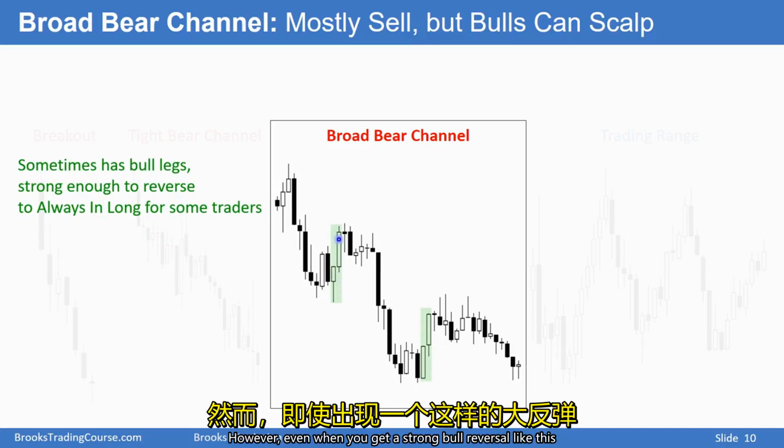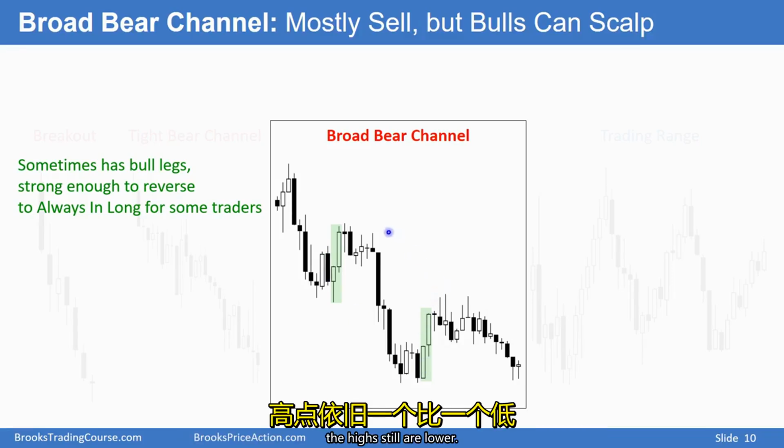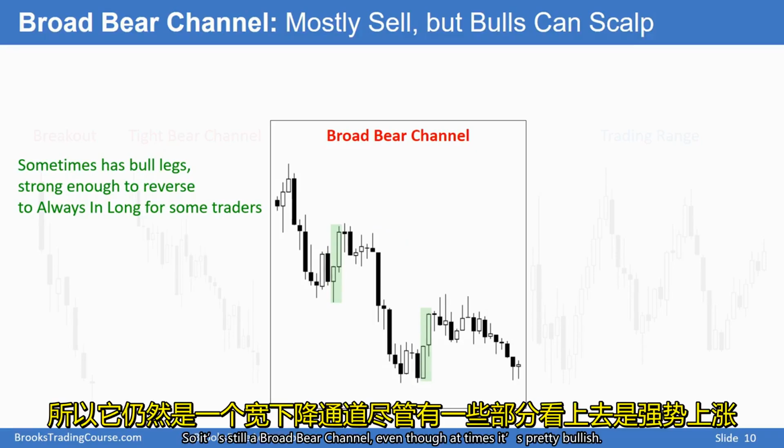However, even when you get a strong bull reversal like this, a pair of consecutive bull bars, again here, the highs still are lower. So it's still a broad bear channel, even though at times it's pretty bullish.